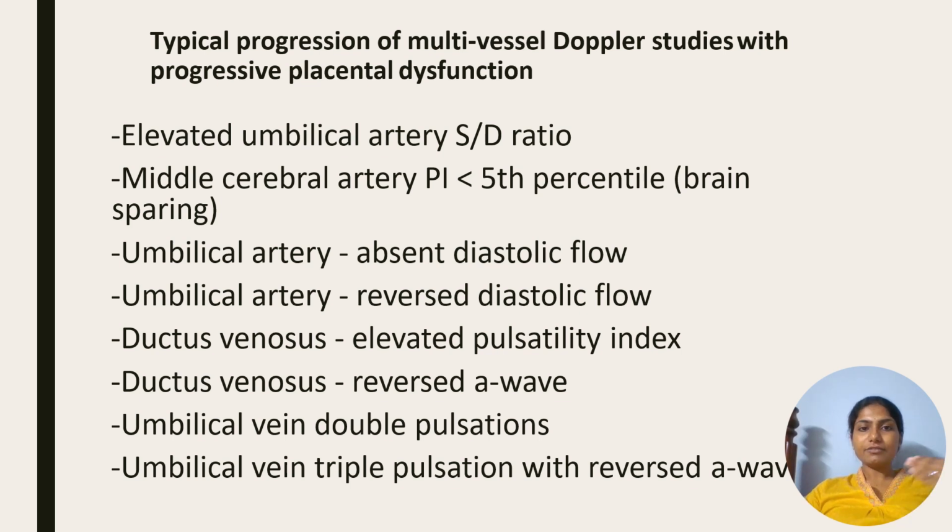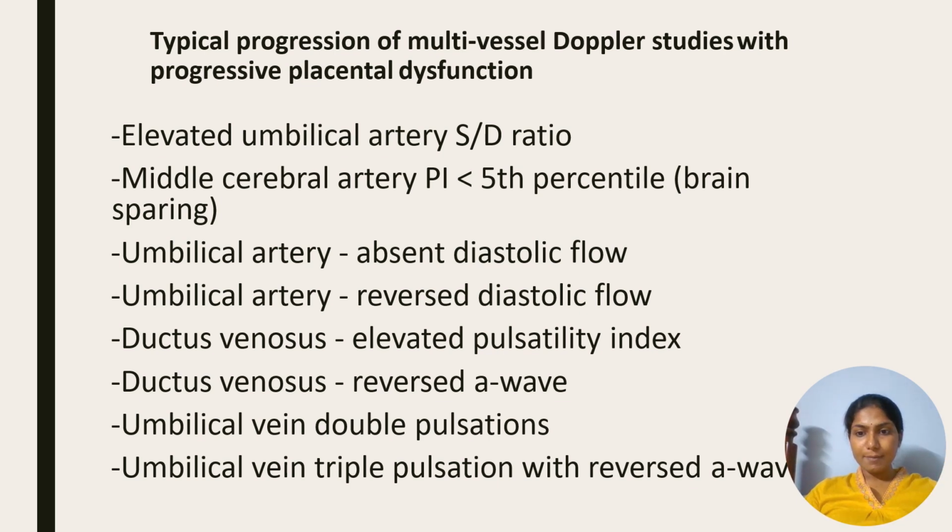So how does it happen? Firstly, the SD ratio gets elevated. Secondly, the MCA-PI falls less than 50th percentile, that is brain sparing effect. Then there is absent diastolic flow of the umbilical artery. Then there is reverse diastolic flow. Then there is increased PI of the ductus venosus. Then there is reverse flow in the ductus venosus. Then there is umbilical vein double pulsations. And there is umbilical vein pulsation along with reversed A wave in the ductus venosus. So this is the progression of Doppler study.